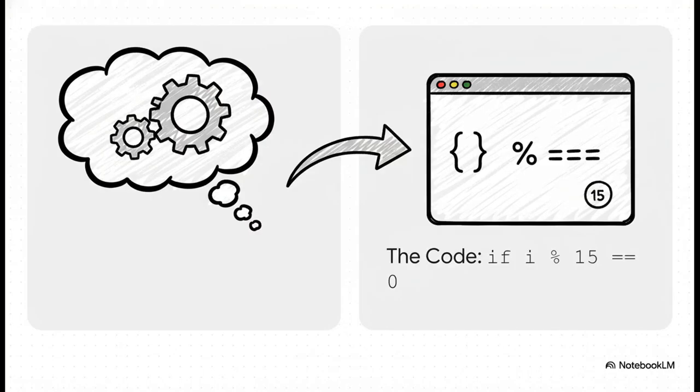So our first logical check was for numbers divisible by both 3 and 5. In code, that's just an if statement. And here's a neat little trick. We can just check if it's divisible by 15. Why? Well, because any number that's divisible by both 3 and 5 has to be divisible by 15. So this one line of code takes care of our most important rule.